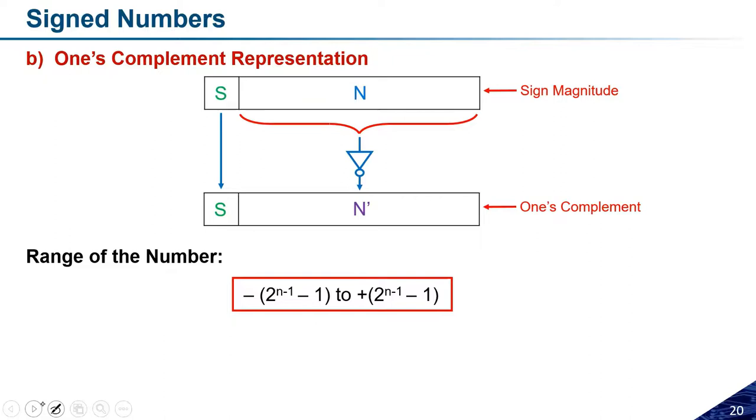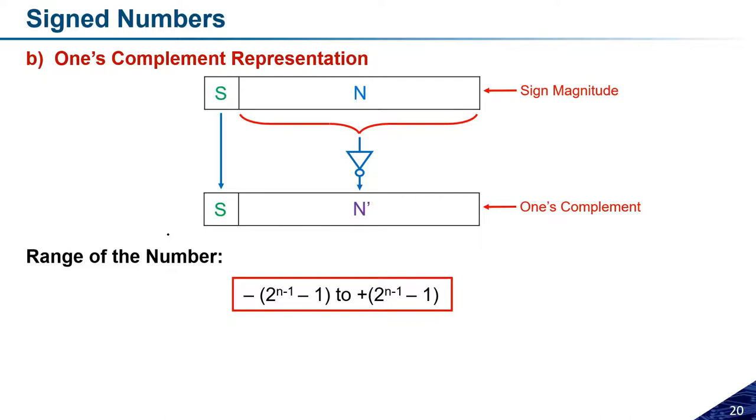If the number is negative and I want to calculate the ones complement representation of that number, then I have to simply replicate the sign bit as it is, and whatever data we have, we complement it, and we will get the ones complement representation of that number. This is what this picture says. The sign bit will be as it is, and the number whatever we have will be complemented. This is how we calculate the ones complement representation of that signed number if the number is negative.